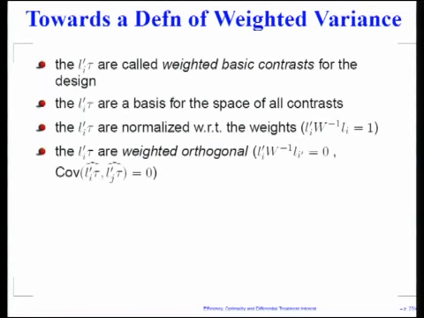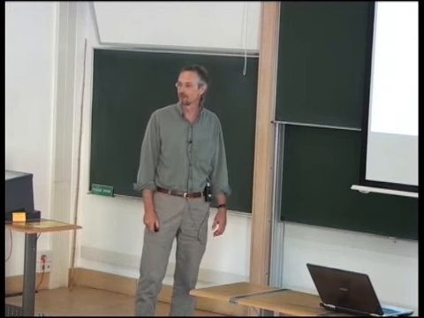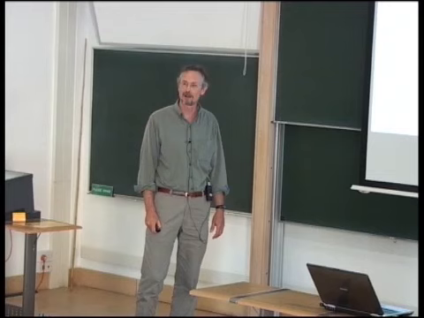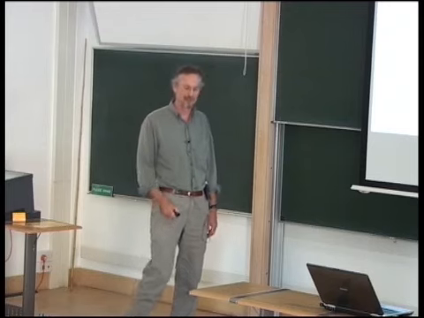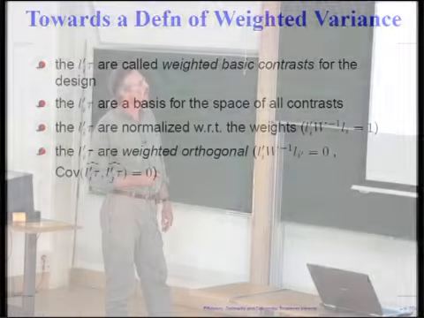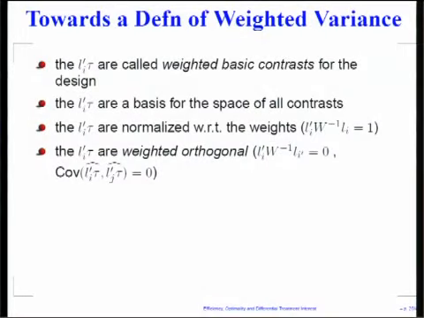So since these contrasts that have been derived from these eigenvectors have such nice properties, seem to be kind of special, let's give them a special name. We'll call these the weighted basic contrasts for the design. And it's easy to see that they are a basis for the space of all contrasts, and as we already noted, they're normalized with respect to weights. In fact, we say these contrasts are weighted orthogonal because of, well, either one of those properties there, I guess. Okay?